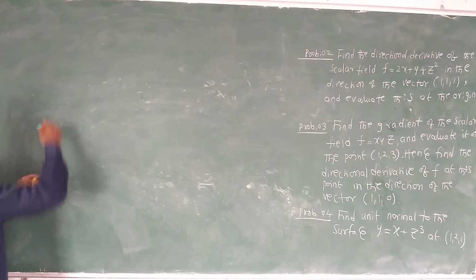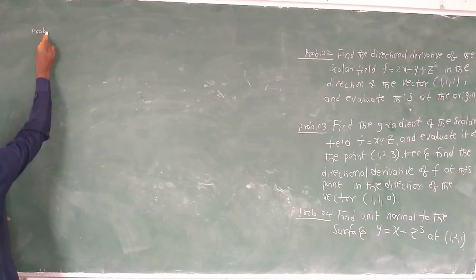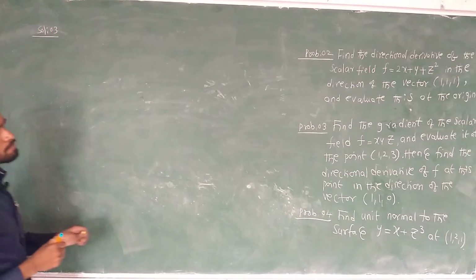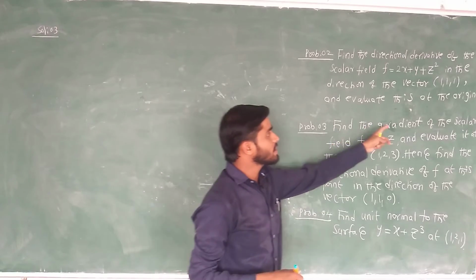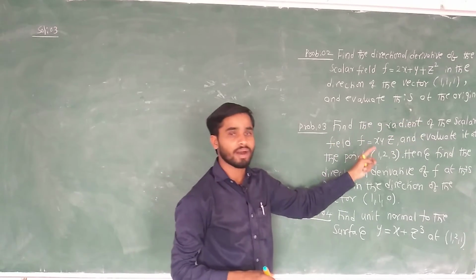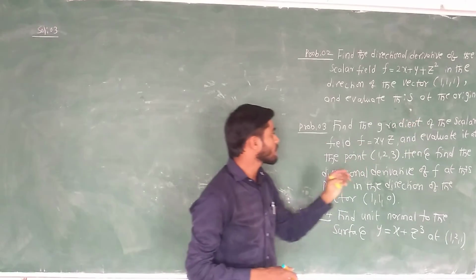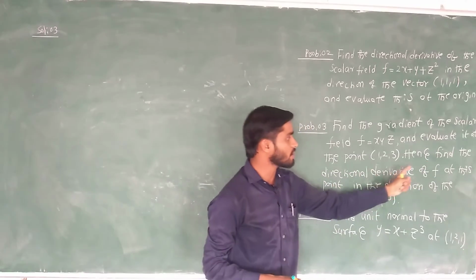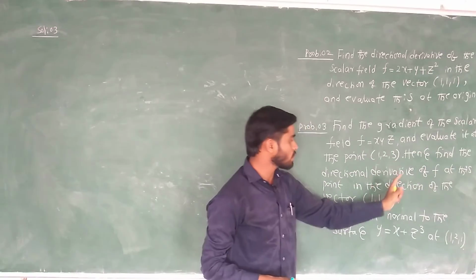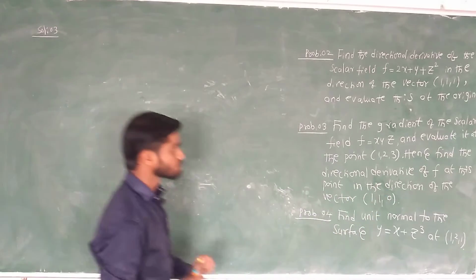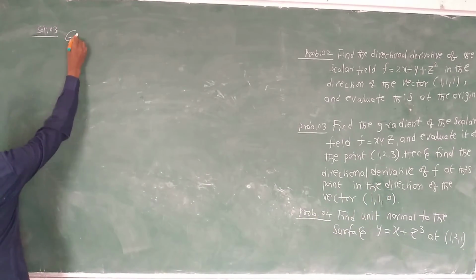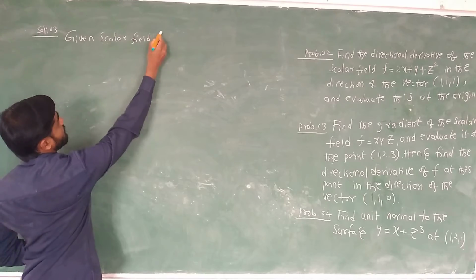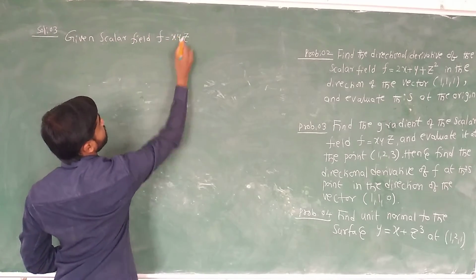Solution to problem number 3. Find the gradient of the scalar field f = x y z and evaluate it at the point (1, 2, 3). Hence find the directional derivative of f at this point in the direction of the vector (1, 1, 0). The scalar field f = x y z is given.